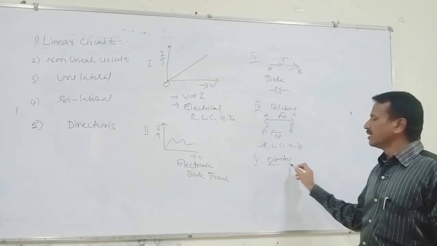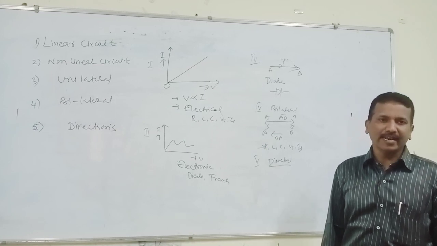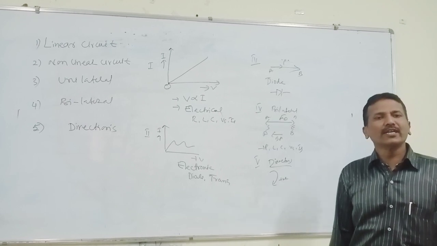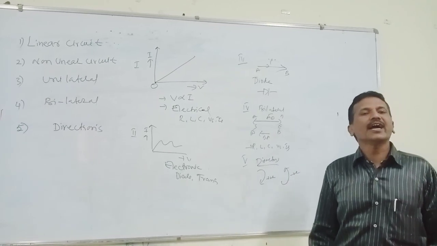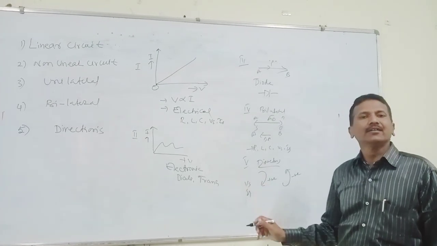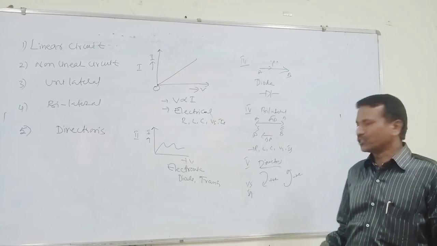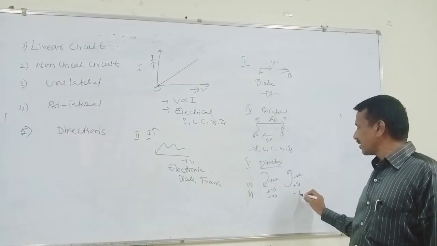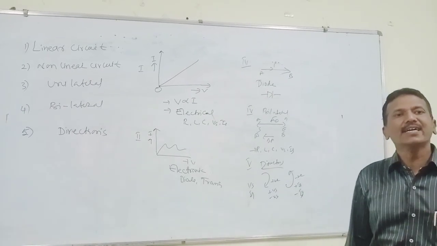Now, the fifth one is directions. What is the meaning of direction? Normally we say the clockwise direction and the anti-clockwise direction. Suppose the direction is positive, we call it the clockwise direction. If it is reverse, we say it is a negative direction, that is the anti-clockwise direction. Our voltage source and current source have both ways, positive and negative direction, in terms of plus and minus values, like plus Vs and minus Vs, plus Is and minus Is. It means both the ways the current and voltages can flow, and we call those directions.